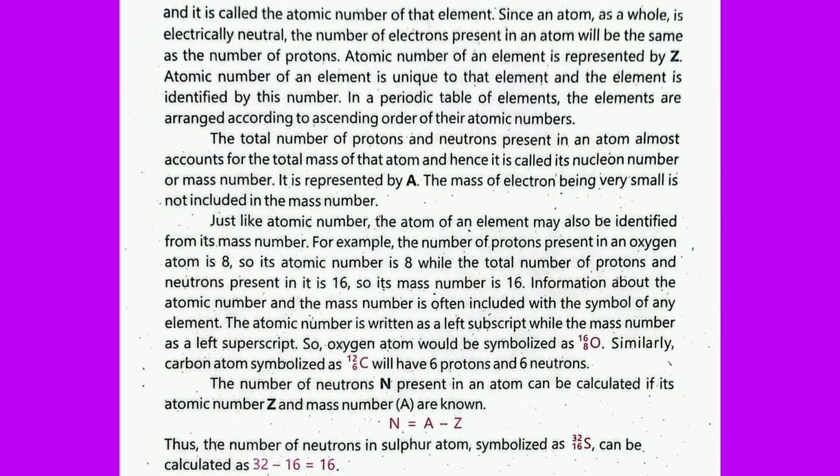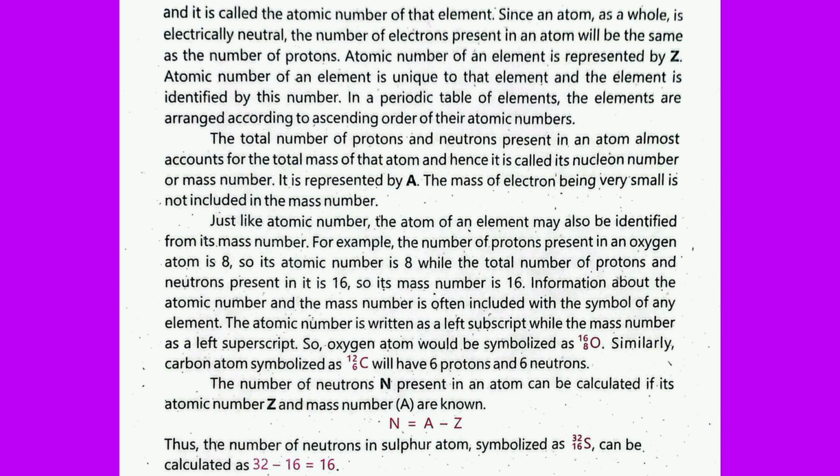Since an atom as a whole is electrically neutral, the number of electrons present in an atom will be the same as the number of protons. Atomic number of an element is represented by Z. Atomic number of an element is unique to that element, and the element is identified by this number. In the periodic table, the elements are arranged according to ascending order of their atomic number.